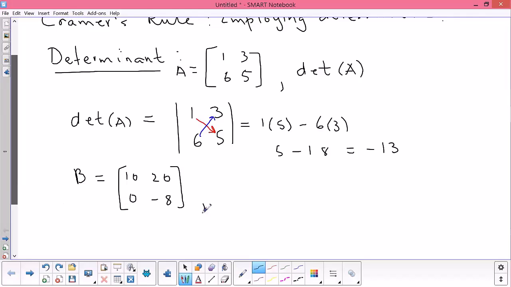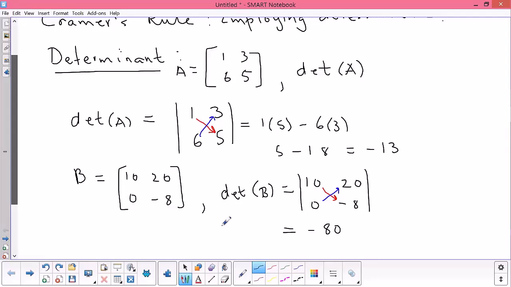And somebody asks for the determinant of B. Then remember, what you're doing now is 10 with the straight lines, 10, 20, 0, minus 8. If you look at the solution, you will first go this way, and you will subtract this one. Therefore, your determinant of B would equal minus 80, because the other term is minus 0 times 20.